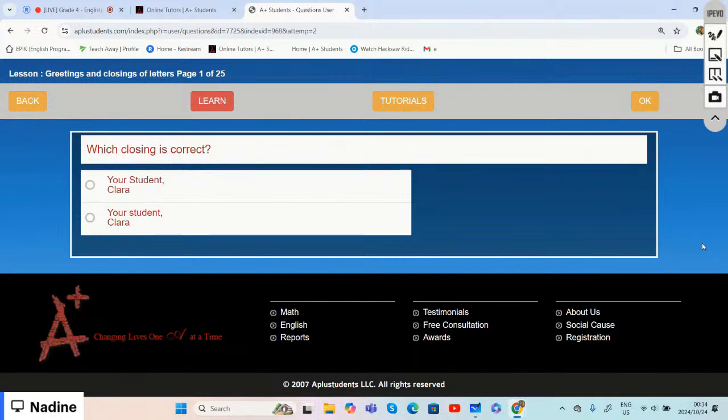All right, so we need to say which closing is correct. Is it option one, your student, or option two, your student? Look at the wording, right? Because the first word, your, is capitalized. There it shows the second word, student. The first one is capitalized, the second one is not capitalized. So we need to say which one is correct.